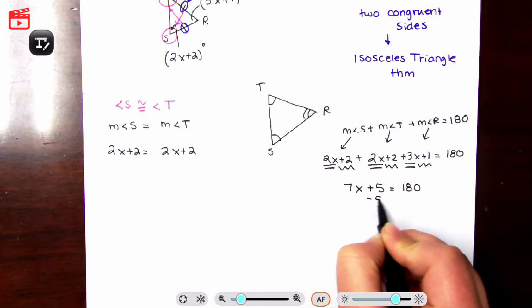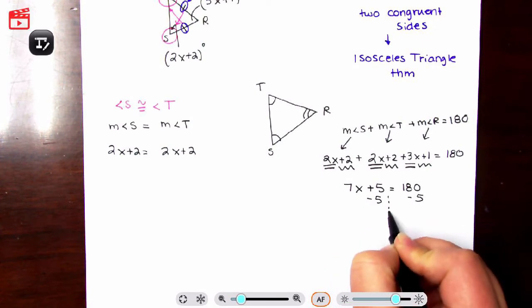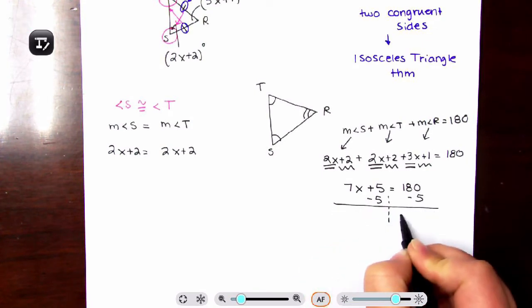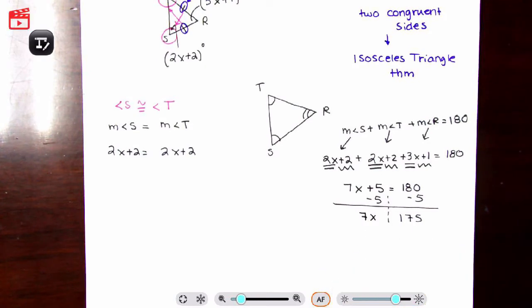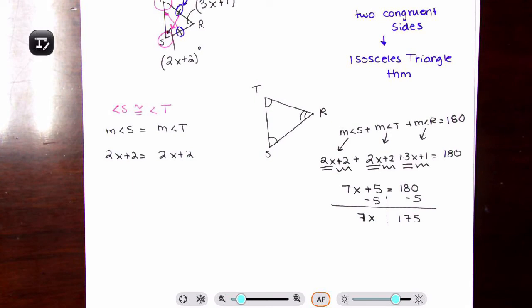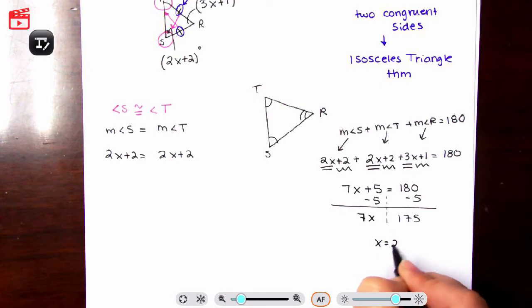I'm going to subtract 5 from both sides, and get my dotted line here to separate out the equation. I have 175 is equal to 7x. Let's see if that gives us a pretty number. Getting my calculator, 175 divided by 7 is equal to 25. So x is equal to 25.